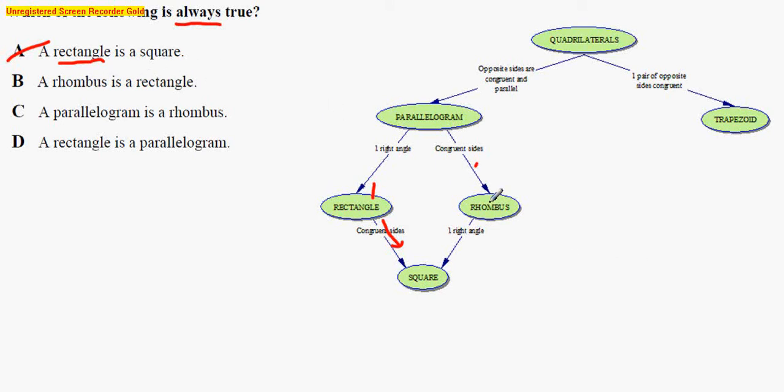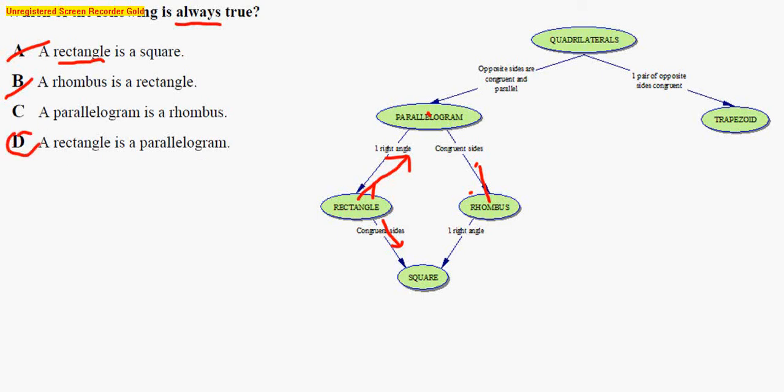Next, a rhombus is blank a rectangle. A rhombus, are we going upward? No, we're going side to side. With rhombus and rectangle you kind of have to think about it, but that is not the answer. Sometimes it is, sometimes not. The next one, a parallelogram is a rhombus. Which way are we going from parallelogram to a rhombus? We are going downward, so it's not true. And so the last one here, it must be D. A rectangle is a parallelogram. We're going upward, so that's always, and that's our answer.